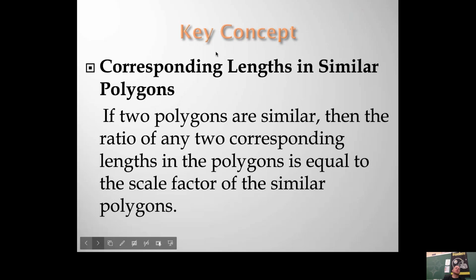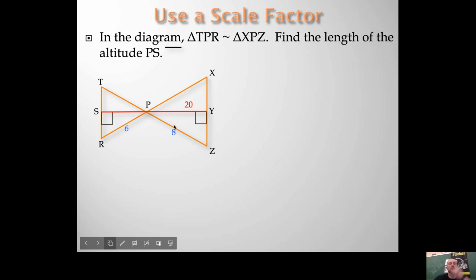Here's a key concept. Corresponding lengths in similar polygons, that's what we're going to look at here. If two polygons are similar, then the ratio of any two corresponding lengths in the polygons is equal to the scale factor of the similar polygons. If you're not sure what that means, let's apply it to this one.